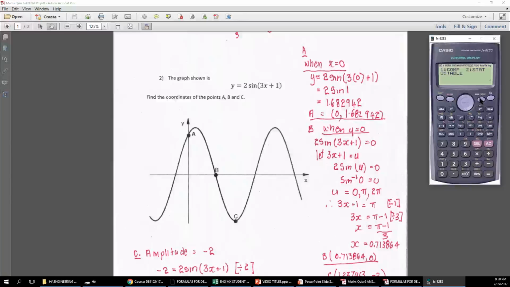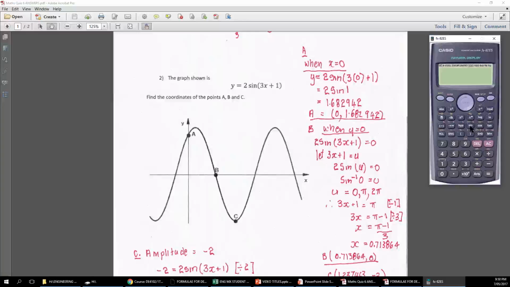Mode, shift mode, so all clear. Shift mode, and we make sure we're in radians, which is 4. Okay, all right, so always make sure. Now this one here, it's a bit hard to see which one you're in on this little emulator here, but on your calculator it should be right.